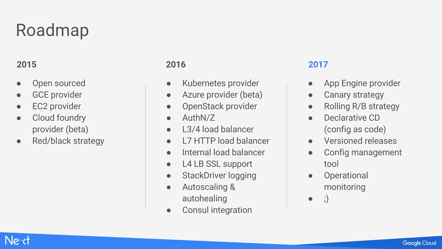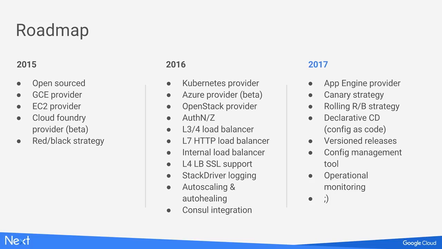We added authentication and authorization support through OAuth 2, Google Groups, GitHub Teams, SAML, and LDAP. We added much more robust support for load balancers: Layer 3 and 4, Layer 7 HTTP, and internal SSL support. We integrated Stackdriver logging, so we're trying to make this operationally ready for you to take on, and support for things like auto-scaling and auto-healing. We're also beginning to reach out into other popular systems in the ecosystem, like Consul, for things like discovery and health readiness.